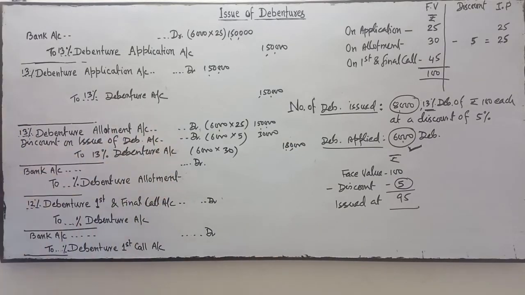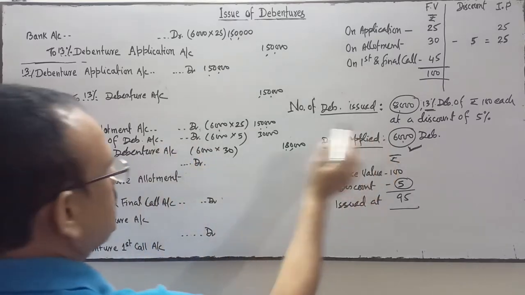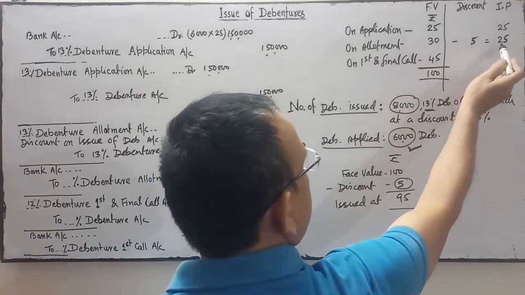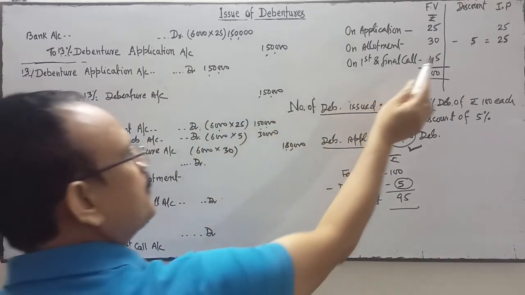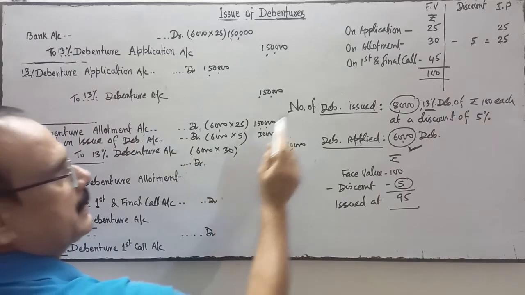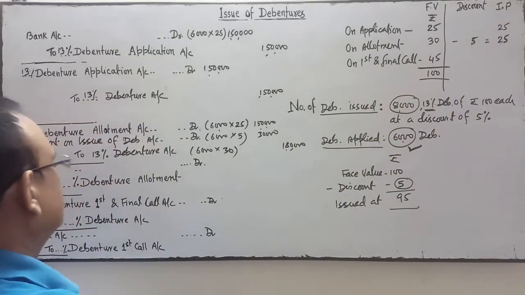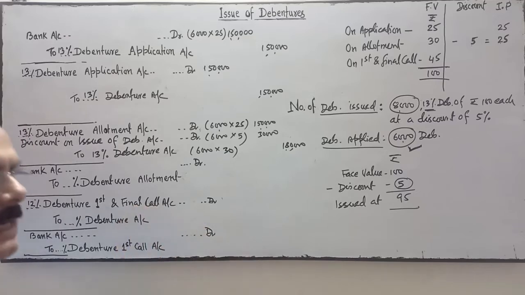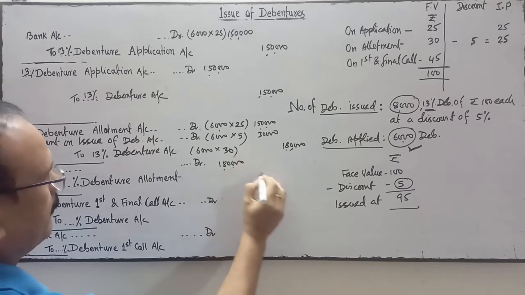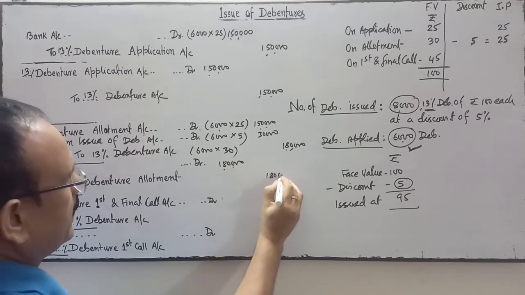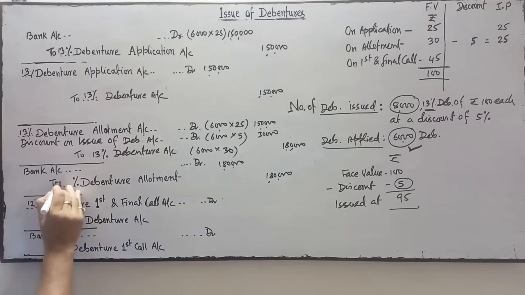So the second entry is 13% debenture allotment account debit, discount on issue of debenture account debit to 13% debenture. So 6,000 is the number, multiplied by 25 will be in the allotment, 5 rupees on discount, 30 rupees on debenture. Now there is no arrear, everybody has paid the amount, so this 1,80,000 will be debited. Bank account debit to 13% debenture allotment 1,80,000.